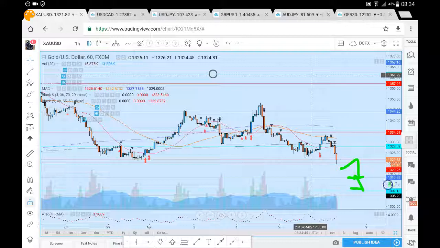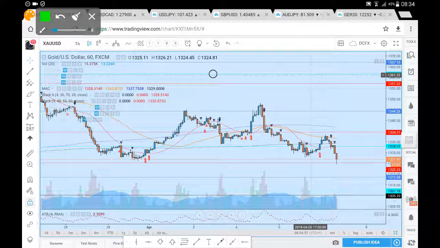Successful break from which we're looking for price to move down towards that 1307, and essentially the more important level of our focus would be a move down towards that 1305. So the previous swing in the market was 1307, but a very key important level that we are looking at is a move down towards that 1305.